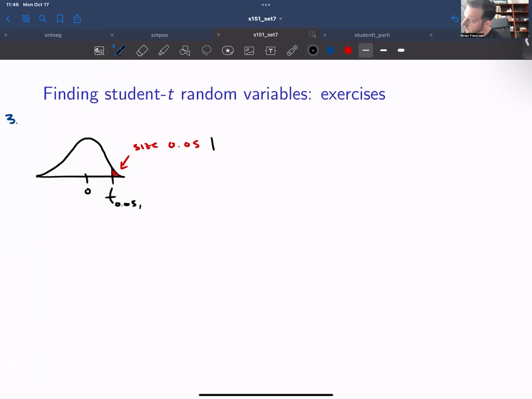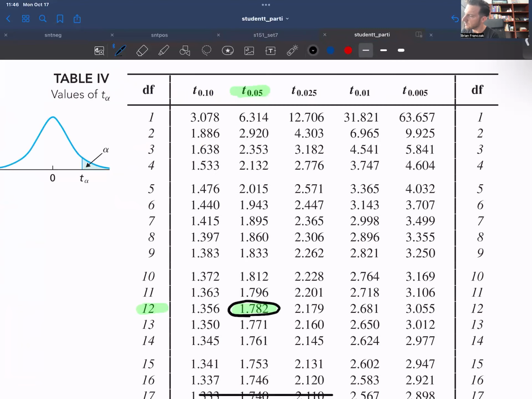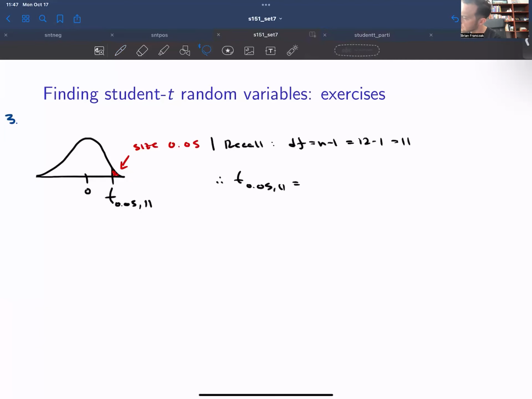Now we're also told for this problem that n is equal to 12. So recall that the degree of freedom is equal to n minus 1. That means that our degrees of freedom is 12 minus 1, which is 11. So this is a t value on 0.05 and 11, not 0.05 and 12, because the degree of freedom is always sample size minus 1. So therefore t 0.05, 11. If we just go back to our t table here, you can see from the previous example, we're just moving up 1 slot. So now we can show that t 0.05, 11 is 1.796.